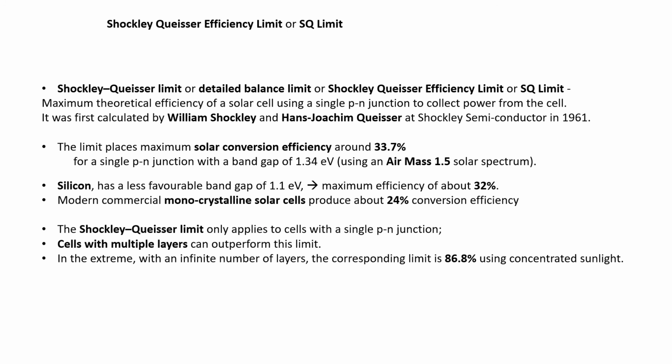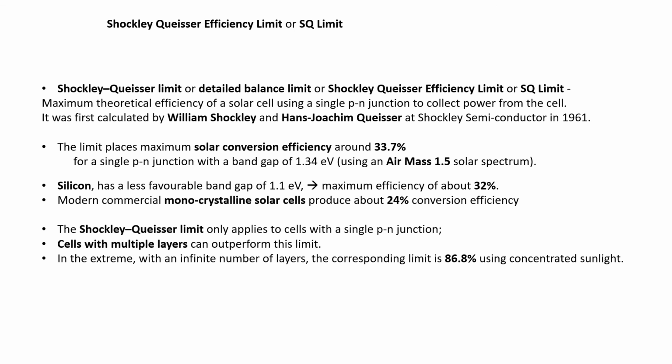Now we shall discuss the Shockley-Queisser efficiency limit, or SQ limit, of photovoltaic cells. In physics, the Shockley-Queisser limit, or detailed balance limit, refers to the maximum theoretical efficiency of a solar cell using a single p-n junction to collect power from the cell. It was first calculated by William Shockley and Hans Joachim Queisser at Shockley Semiconductor in 1961.